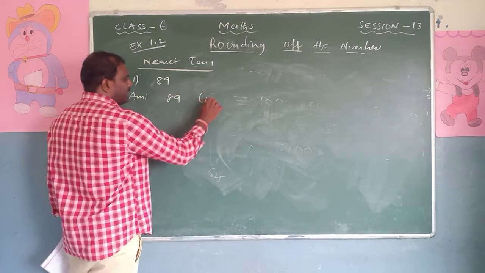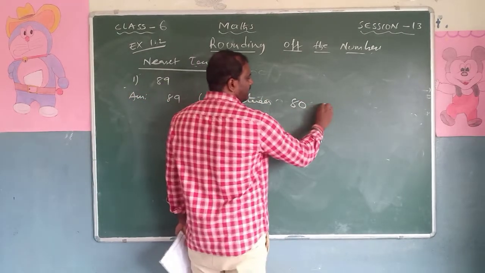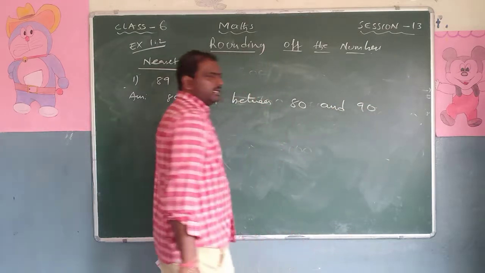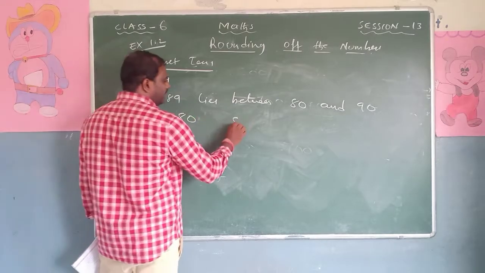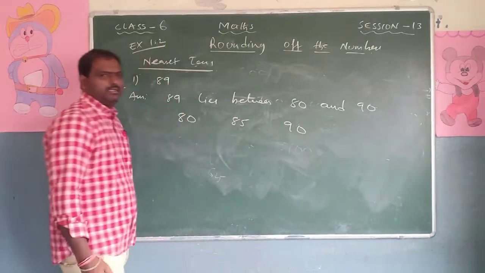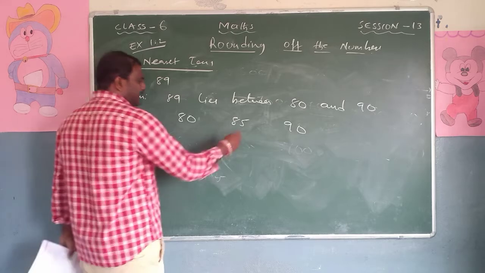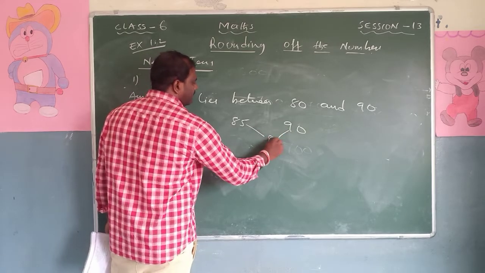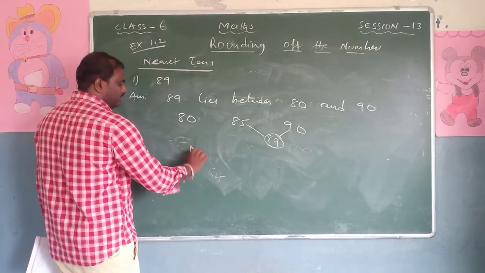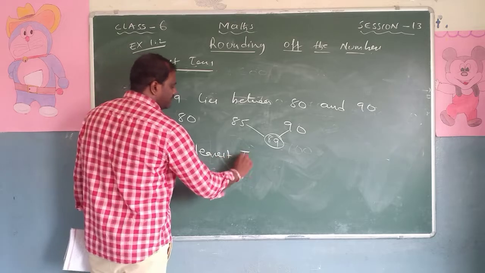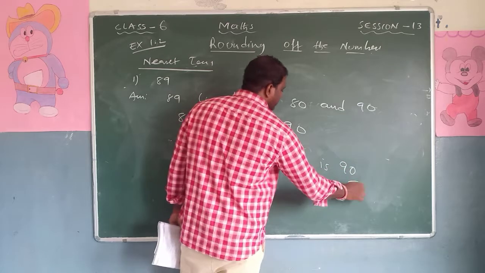89 lies between 80 and 90. Yes or no? 89 lies between 80 and 90. Next, you should write like this: 80, 85, 90. Why 85? Middle number. Now where will be the 89? So 89 will be here. So therefore, nearest 10 to 89 is 90.